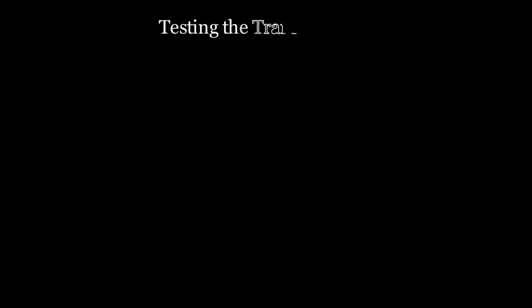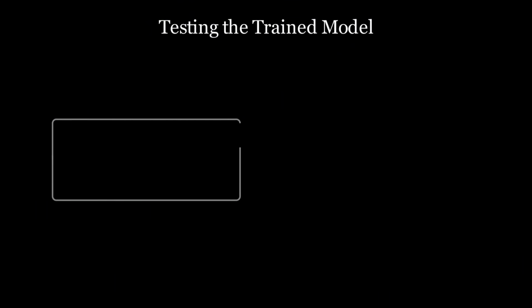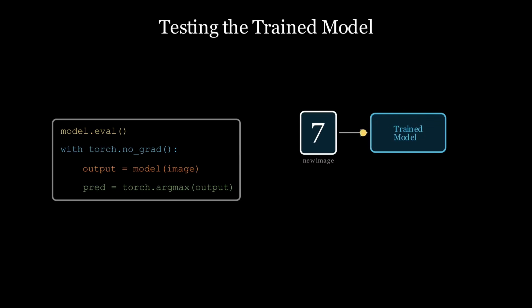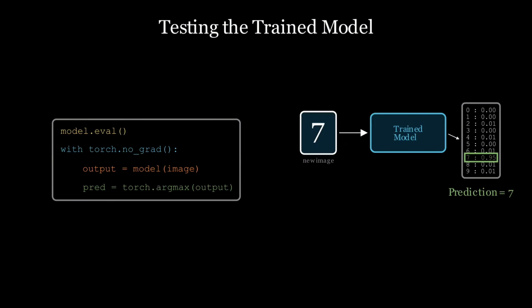At this point, training is complete. Now we want to use the trained model to make predictions on new images. Before making predictions, we switch the model into evaluation mode using model.eval. This tells PyTorch that training has finished. Next, we use torch.no_grad. Since we are only making predictions, gradients are no longer required. This reduces memory usage and improves performance.